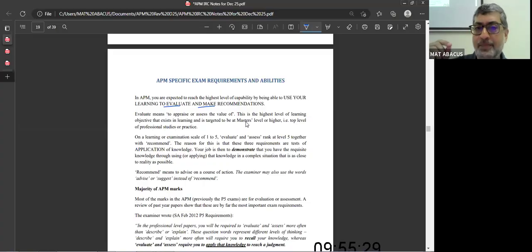And when we set an exam at level 5, which the exam is, there are 3 main requirements we always ask. And this is because we ask evaluate, assess, and recommend. Of course, we can change the word. Sometimes they add appraise together with assess, or you can change the word recommend to advise. So we can use different words. But the main words are evaluate, assess, recommend. Now, evaluate, assess, recommend are considered level 5 in an exam requirement.